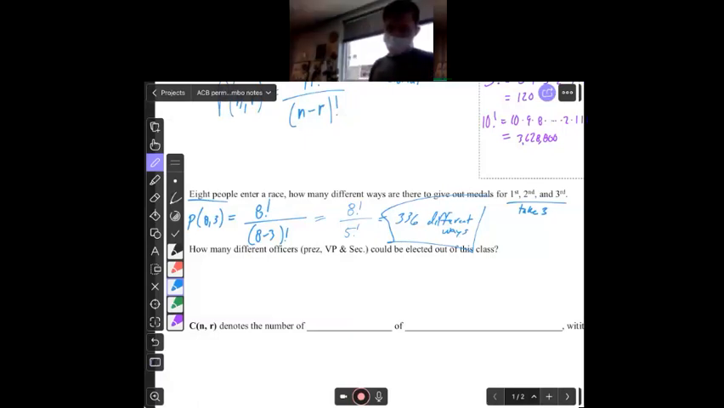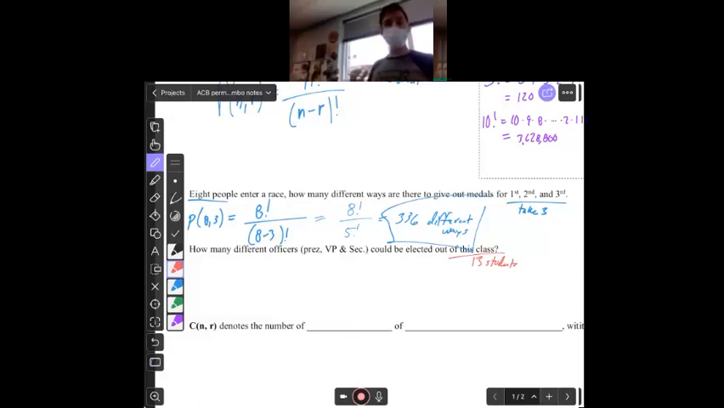So how many different officers, president, VP, secretary, could be elected out of this class? If there's 13 students in this class, and if Maddie, you're president, and Caleb, you're vice president, and Ray, you're secretary, that's one way to elect. But then if Maddie's still president, but Ray is vice president, and Caleb's secretary, that's a different way of getting the election. And Grant's the president, Caleb's still vice president, now Maddie's the secretary, that's a different way.